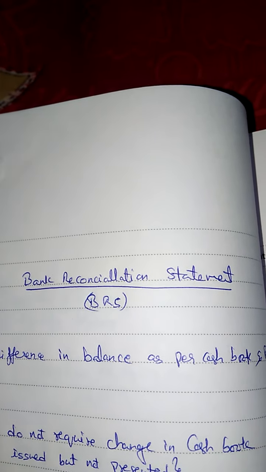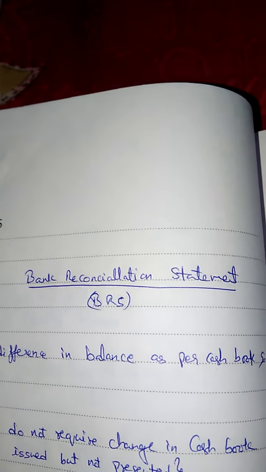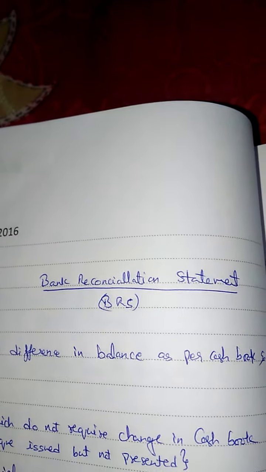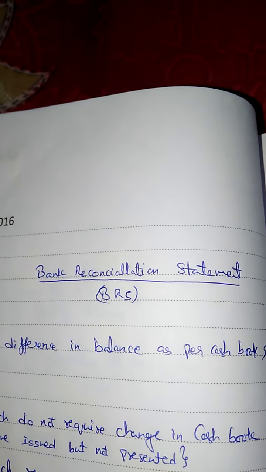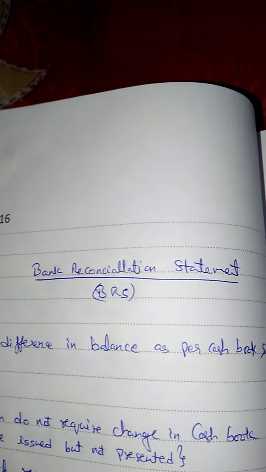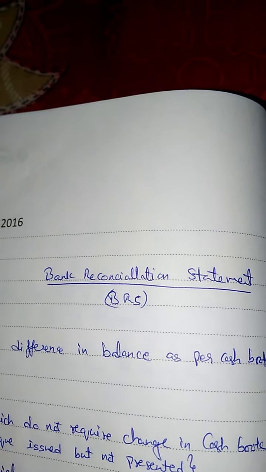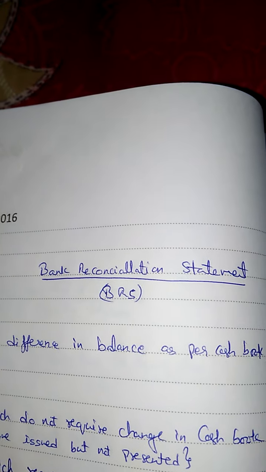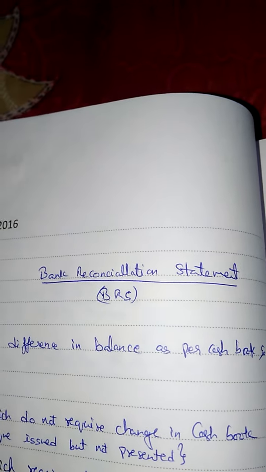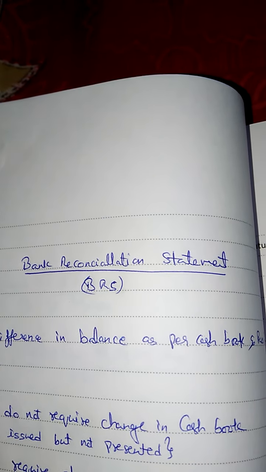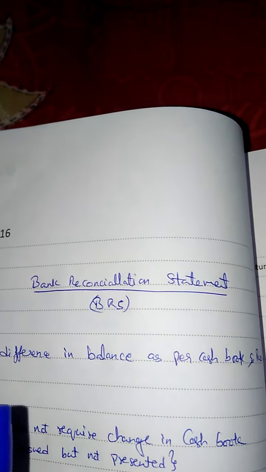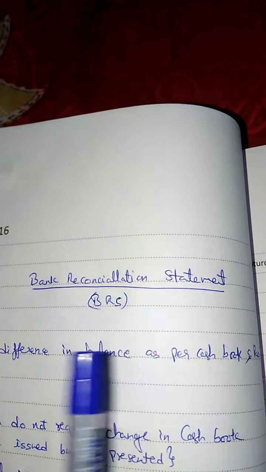The entries in the cash book will be done by the firm individual, whereas entries in the passbook will be done by the banker. So at the end of the day, when I'm tallying my cash book and my passbook, the balance should coincide. That is, whatever amount I'm depositing or withdrawing is entered in the cash book, and the same will be entered in the passbook. But here the entry will be made by my accountant, and there the entry will be made by my banker.